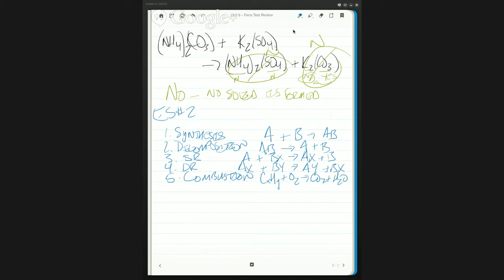Okay? And the things that you need to look for in this: in synthesis, two things become one. In decomposition, one thing becomes two. And they could be elements or they could be compounds. We'll do an example for each one. In single replacement, one thing replaces another thing, kicks it out.